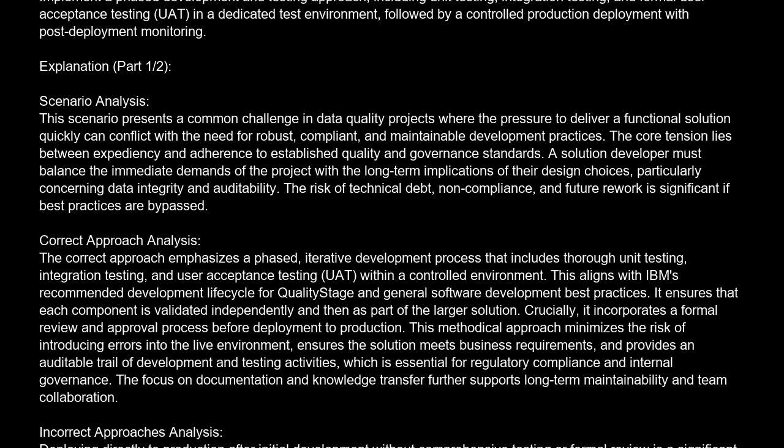This methodical approach minimizes the risk of introducing errors into the live environment, ensures the solution meets business requirements, and provides an auditable trail of development and testing activities, which is essential for regulatory compliance and internal governance. The focus on documentation and knowledge transfer further supports long-term maintainability and team collaboration.